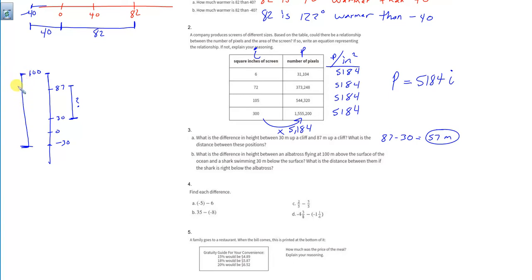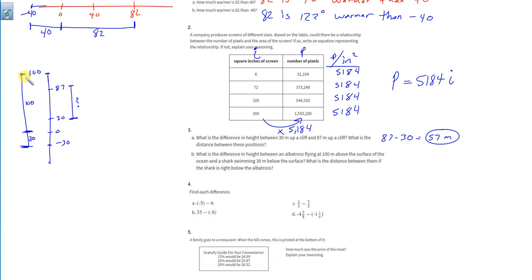So a way to find that with subtraction is just to take the two numbers and subtract them. Right? That's one way to get the answer. Or you could think about on the number line how far this section is and how far this section is. And 0 to 100 is 100 meters, and then 0 to negative 30 is another 30 meters.